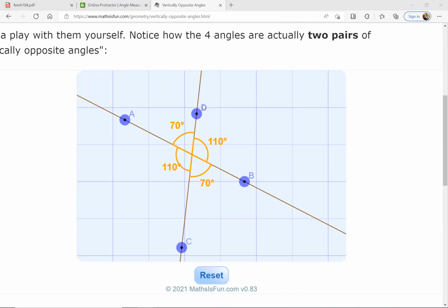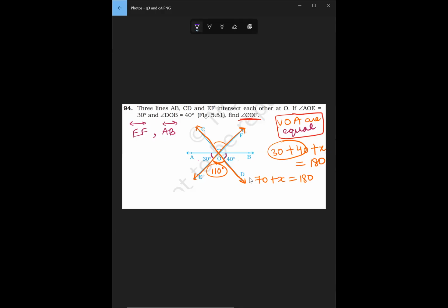Okay, fine. So now they're asking you what is angle COF. Can you please tell what is angle COF? You just found it out. What is angle COF? 110. Yes, it is 110 degrees. Is it clear till here, Hiba? Yes. Sure? Okay.